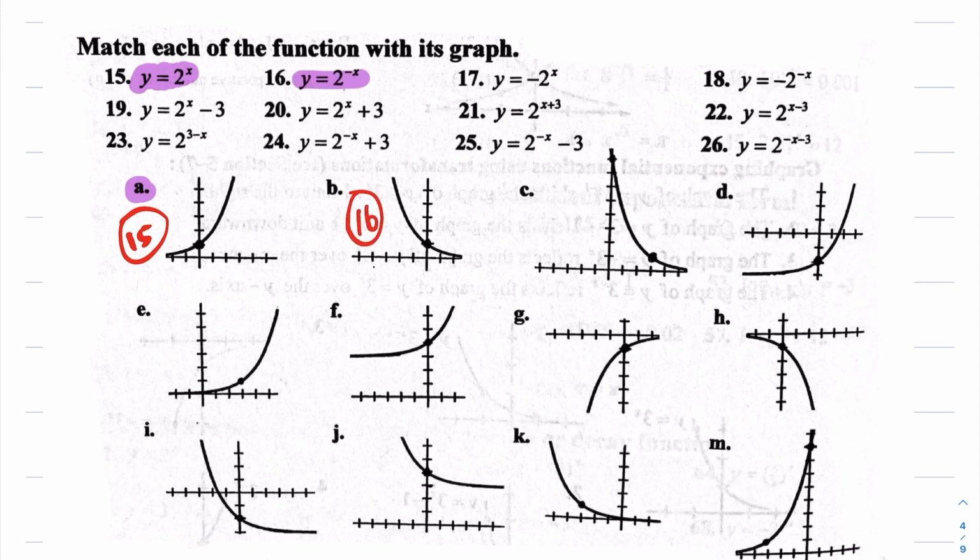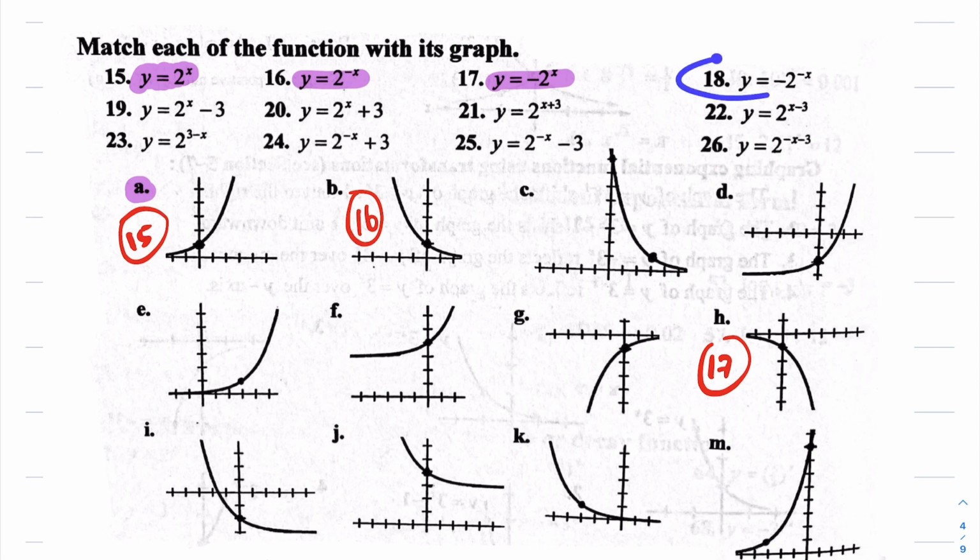Moving along, let's look at 17. Here you're essentially taking your y equals 2 to the x function and reflecting that in the x-axis. This is our y equals 2 to the x function, and it's going to look something like this. So I'm looking for a graph that crosses the y-axis at negative 1. We can see that is going to be h. So for set h, the answer will be 17.